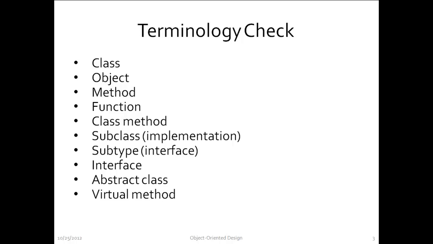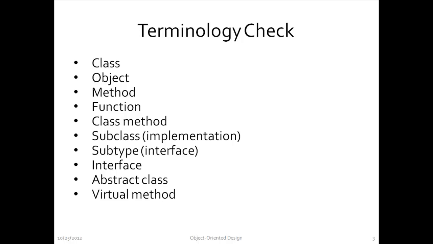A method or function is an operation or a specification of a single behavioral element of a class. So a class has multiple behaviors. Each behavior is implemented by a method, and a method or function is one of those. A class method is a method associated with the class. An object is not needed in order to invoke a class method.